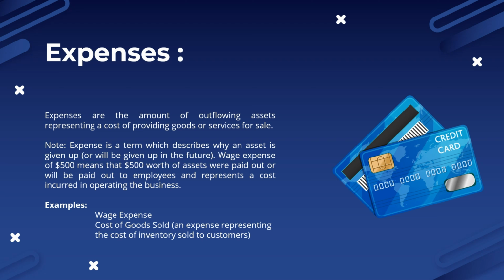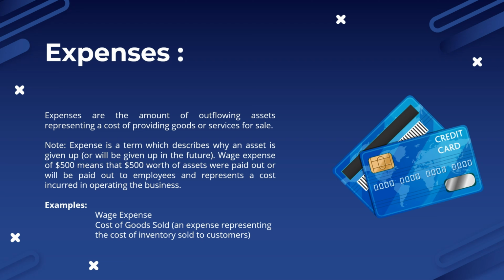is a term which describes why an asset is given up or will be given up in the future. It isn't a description of the asset given up. The asset may be cash. What we're trying to do here is explain why the cash is given up. Were we paying off some debt? Are we paying a dividend to the owners? Or is this a cost of providing the services to our customers?